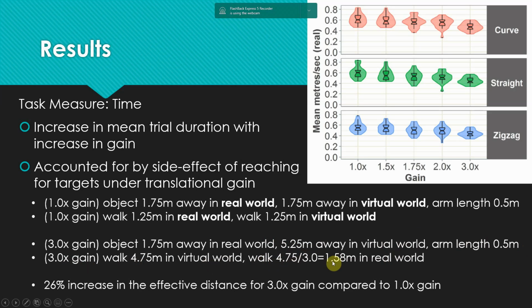So the person has to walk 1.58 meters in the real world, while in 1x gain the person walked 1.25 meters in the real world. So there is a significant increase. That's a 26% increase in effective distance for 3x gain compared to 1x gain. Also, you can notice that the speed decreases as the gain increases.